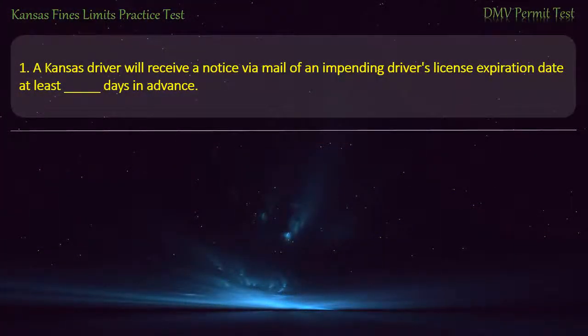Question 1. A Kansas driver will receive a notice via mail of an impending driver's license expiration date at least blank days in advance. 20, 40, 30, 10. Answer. 30.